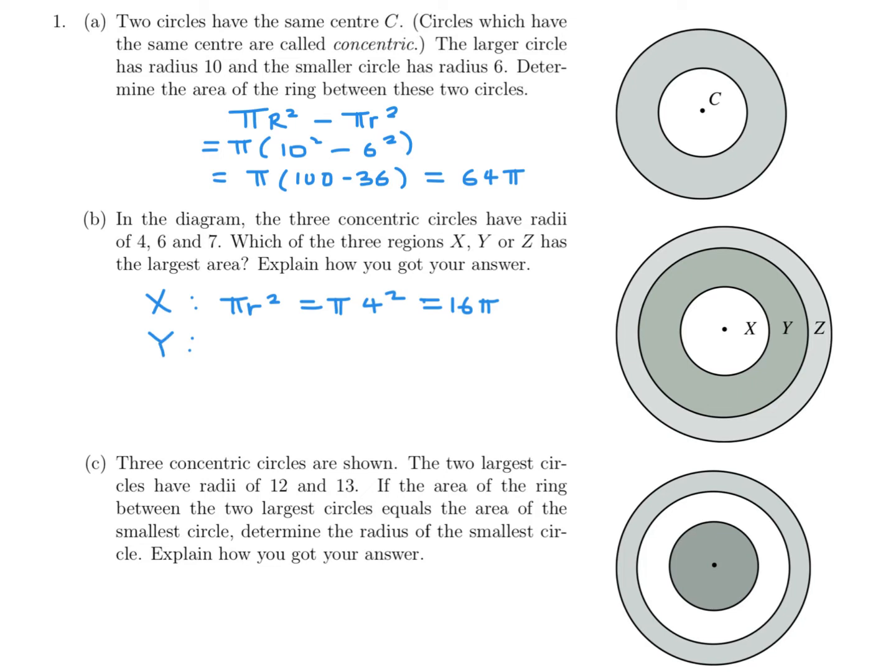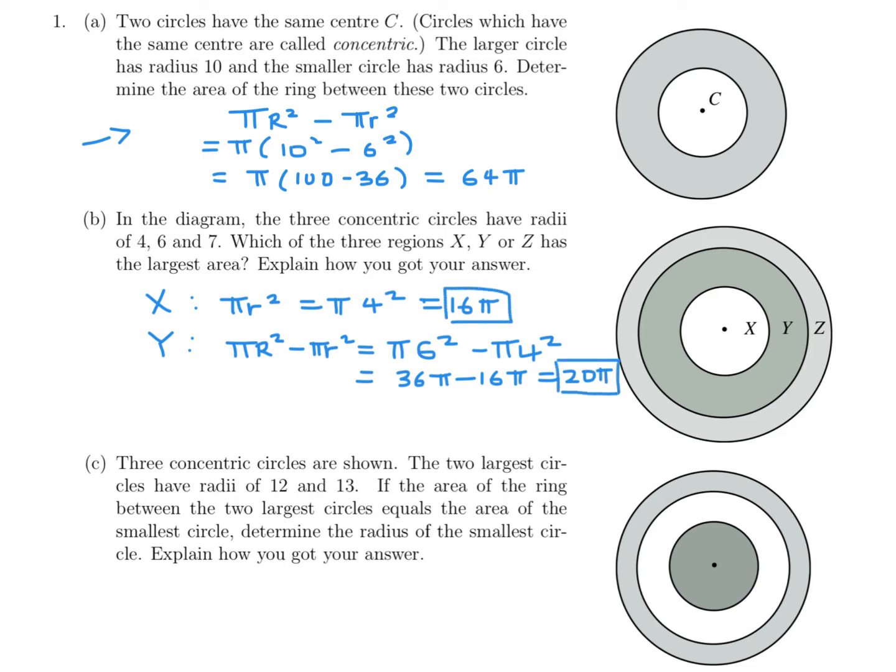Y will be calculated in a very similar way as we did in part A. So that would be pi r squared minus pi small r squared. In this case, those numbers would be 6 and 4 for those two radii. And that would give me 36 pi minus 16 pi, which is 20 pi. So x was 16 pi, and y is 20 pi.